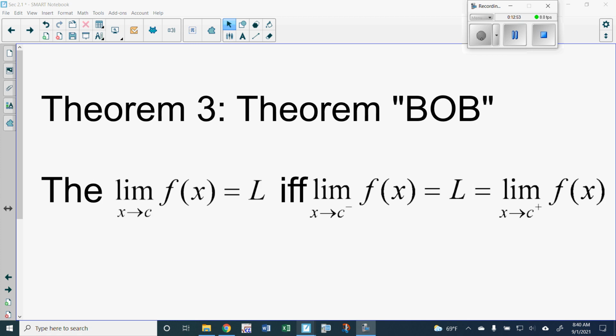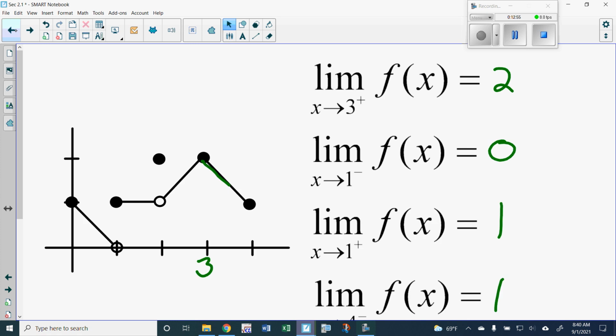So what that means is, if we go back to our picture, the limit at 3 existed because what's the limit from the right and the left? The same, 2, so the limit at 3 exists. At 1, the limit from the left and the limit from the right are not the same. Therefore, the limit at 1 does not exist. That's kind of your question, right? That was what you were asking.